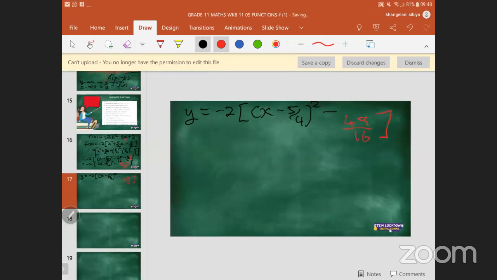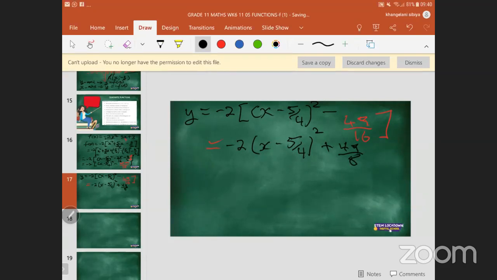Okay, let's go back to our board. What you do now, you remove the bracket. You multiply by 2. This will be negative 2 into x minus 5 over 4 all squared. Negative and negative, this will be positive, obviously, 49 over 8. That's all.